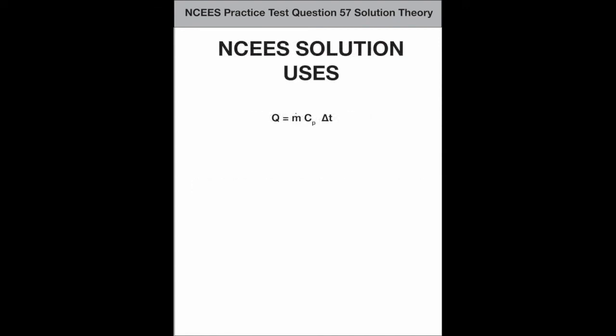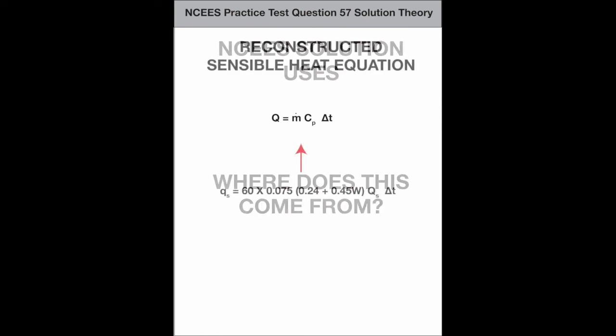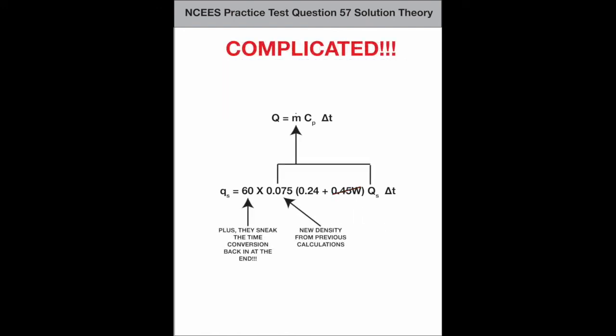Again, the solution provided by the NCEES is problematic. It uses this. Where does this come from? It's a reconstructed version of the sensible heat equation. It substitutes this total mass flow for these, the flow rate and the density. It then assumes a humidity ratio of 0, meaning this zeroes out. Somewhat complicated.